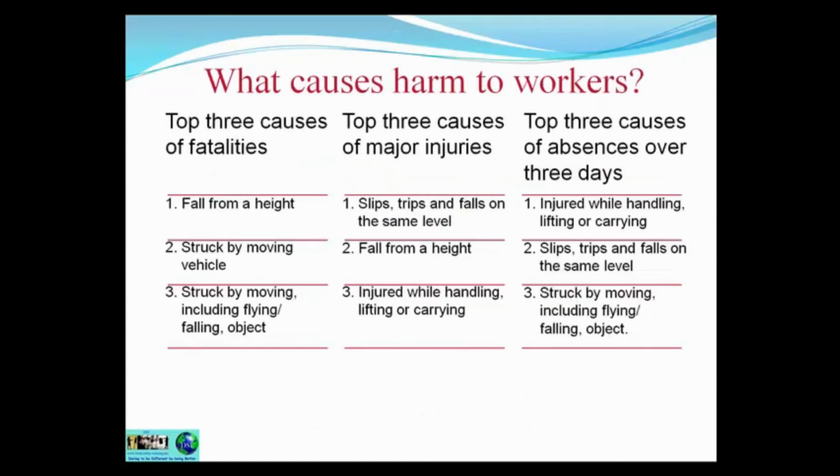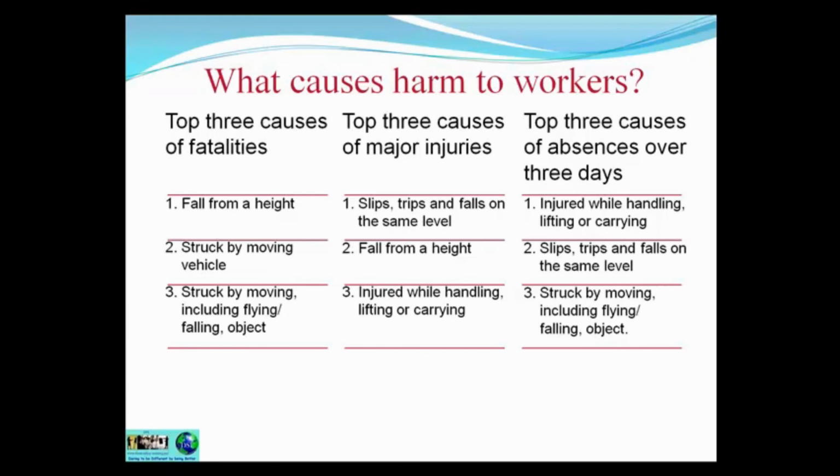Okay, let's have a look at this slide. What causes harm to workers? Now, we've got the top 3 causes of fatalities. Number 1 is fall from height. Number 2, struck by a moving vehicle. Number 3, struck by a moving, including flying or falling object. Then we've got the top 3 causes of major injuries. Number 1, slips, trips and falls on the same level. Number 2, fall from a height. Number 3, injured while handling, lifting or carrying.